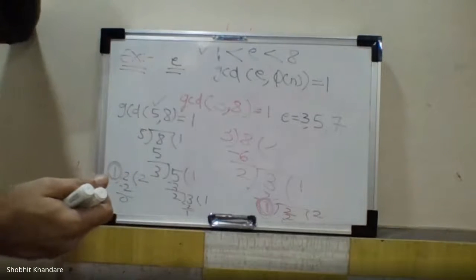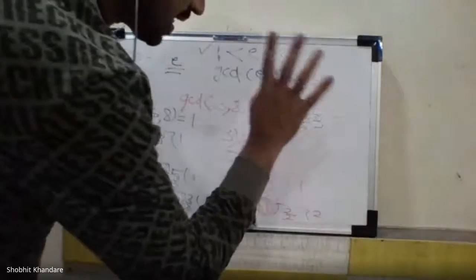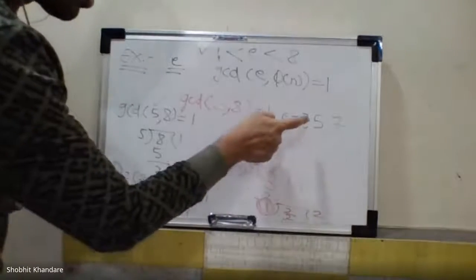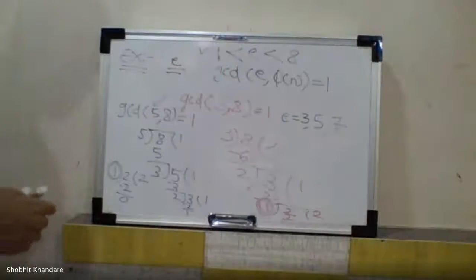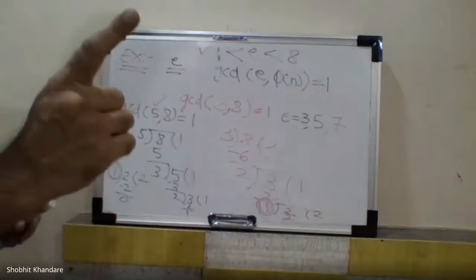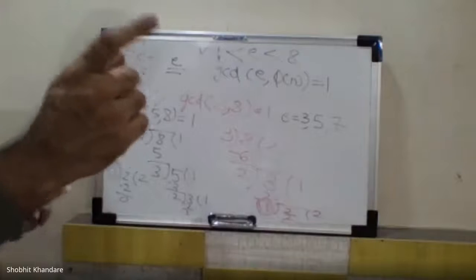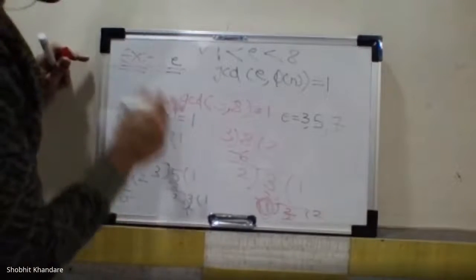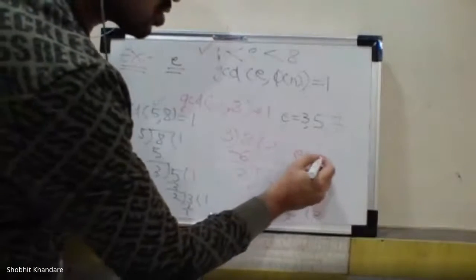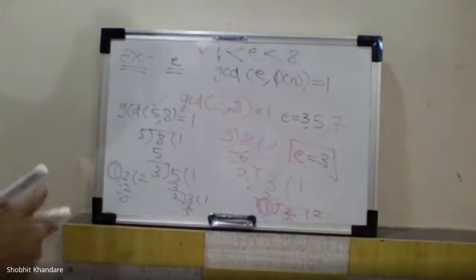How do you get the GCD? I can take any number out of 3, 5, 7. I will take E is equal to 3. Now I have got the value of E is equal to 3.